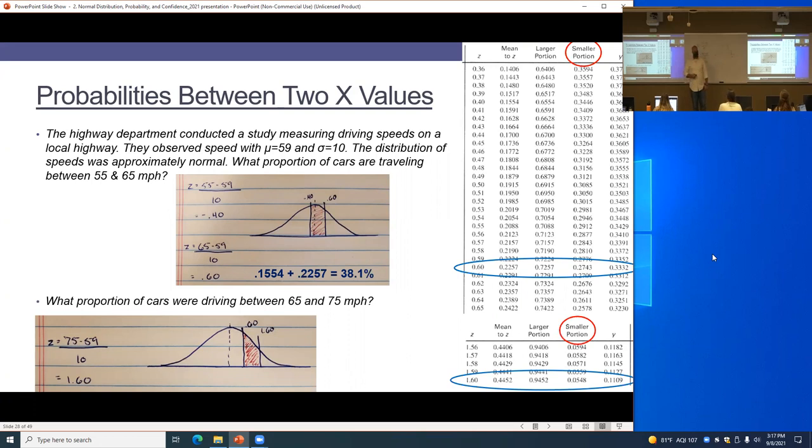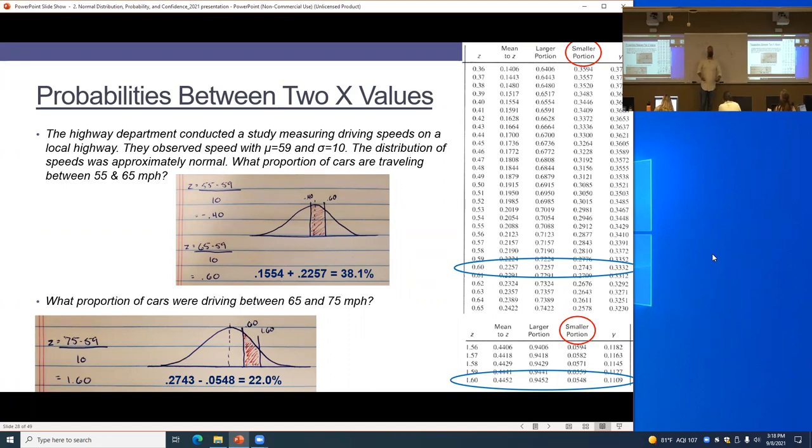And now what I've got is a basic subtraction problem, right? If I go to the smaller portion, from 0.6 out to the tail, from 0.6 higher is going to give me 27.43% of the distribution. But I don't want to go all the way out to infinity. I only want to go to 1.6. So if I look at 1.6, the smaller proportion there is 0.0548, right? If I subtract that, it gives me about 22%, falling right there.